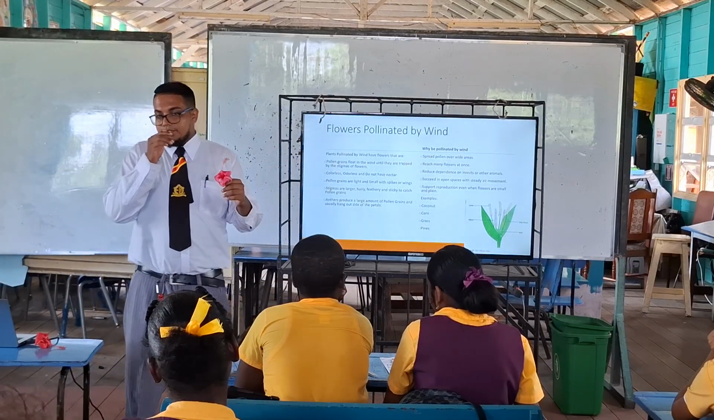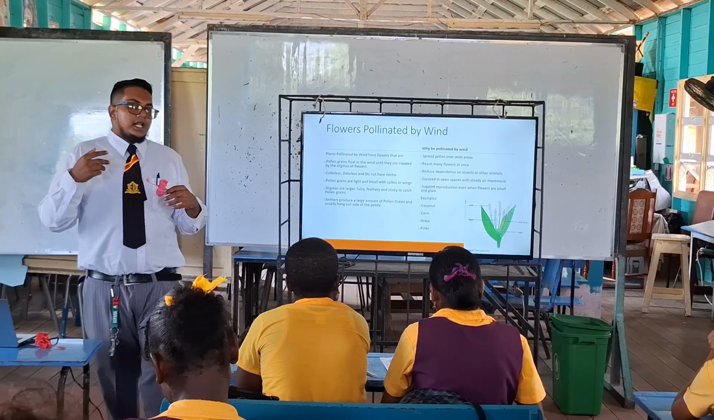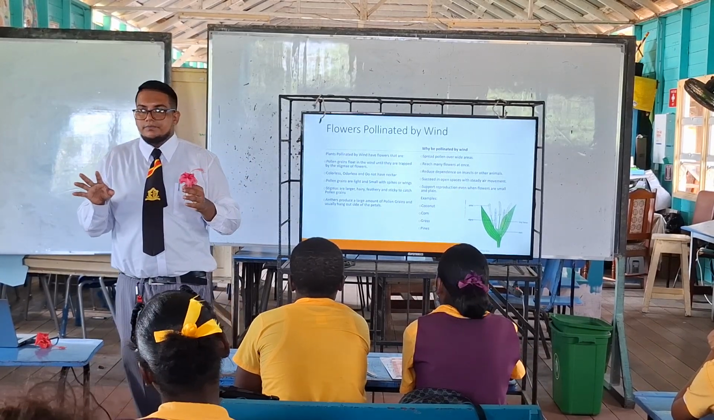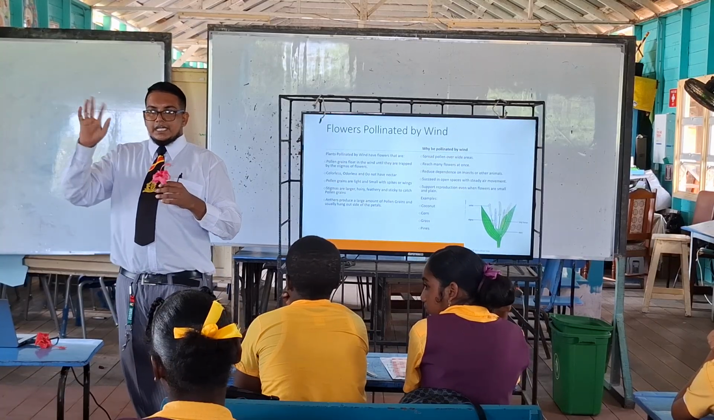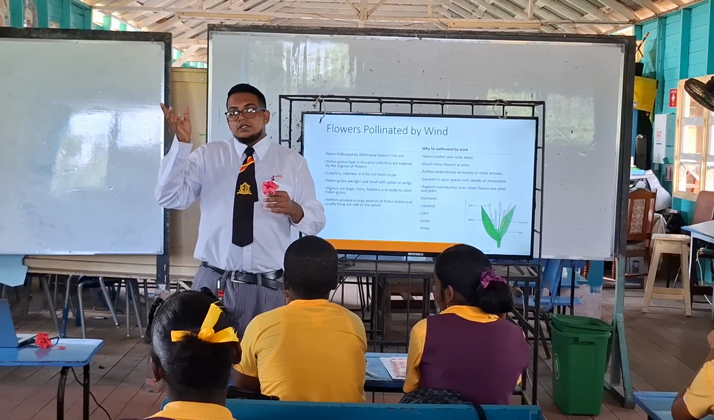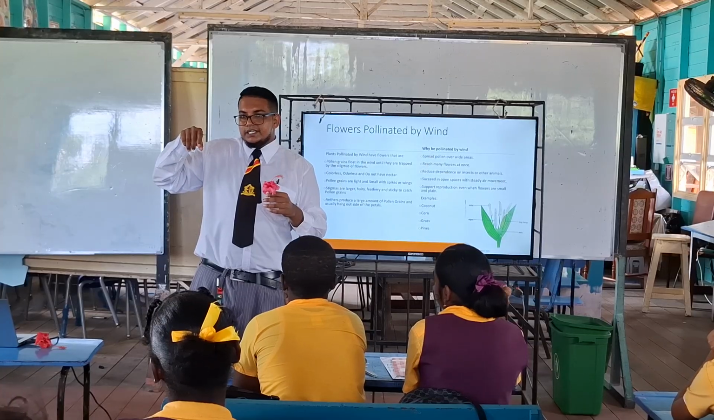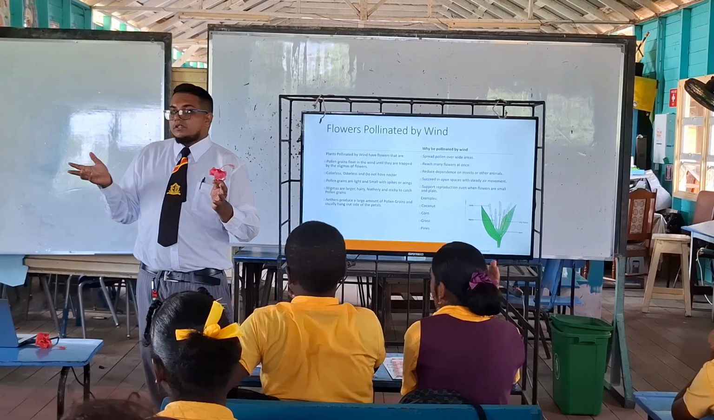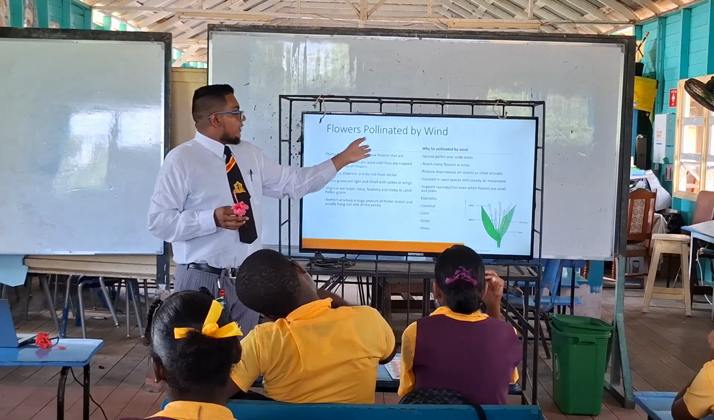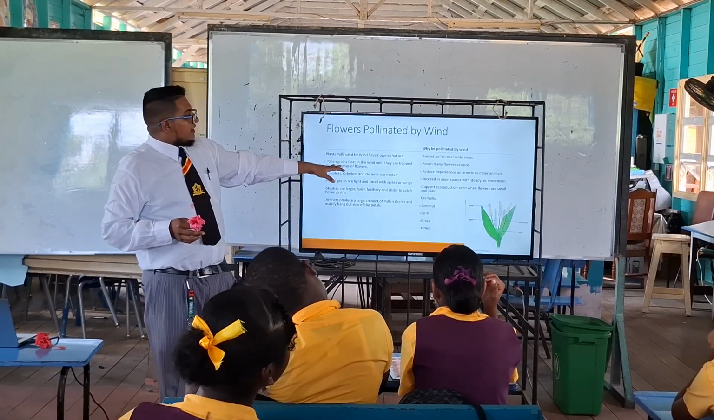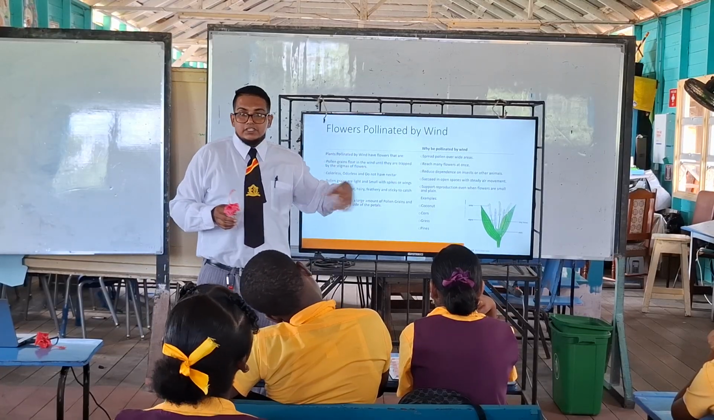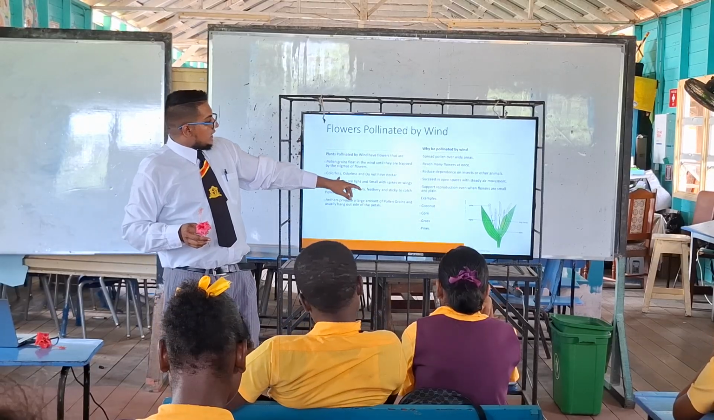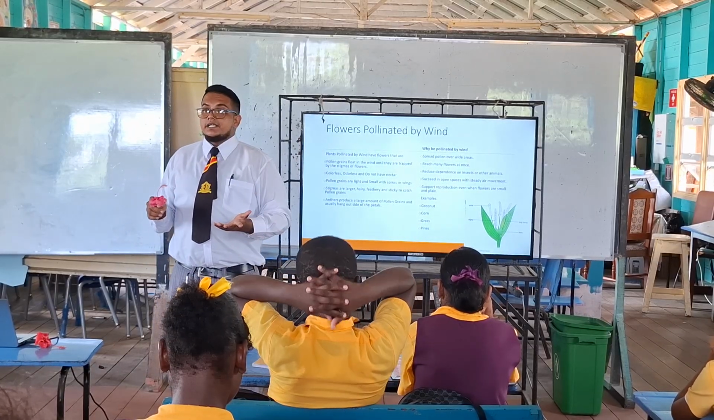Good, so the characteristics of flowers pollinated by wind. We got some very, very small flowers, right, like grass flowers. So for wind pollinated flowers, they have pollen grains that float in the air until they are trapped by the stigma. They're colorless, odorless, and do not have nectar.